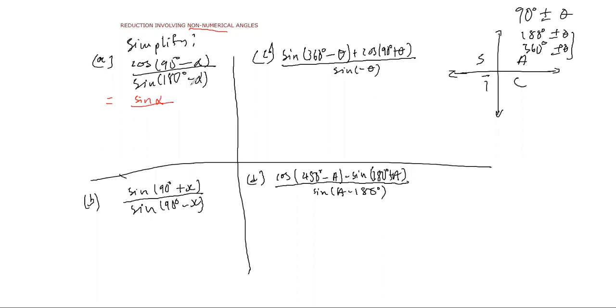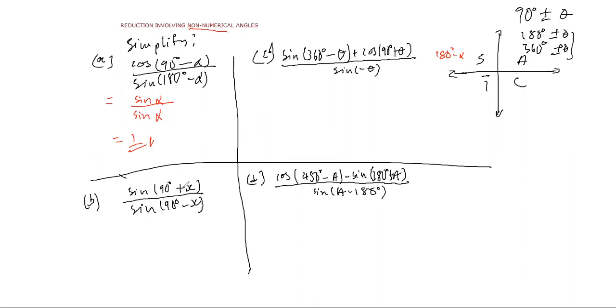Sine of 180 minus alpha: this is a 180 reduction, so we do not change the ratio, so this remains sine. What is sine in the 180 minus alpha quadrant? In other words, in the second quadrant, what is sine? Is it positive or negative? It is positive, right? So we're just going to have sine alpha. Therefore, this thing reduces to 1. Yes, that's how cool and easy the stuff is.